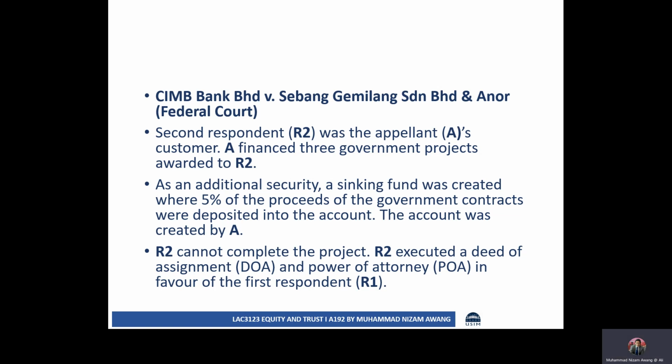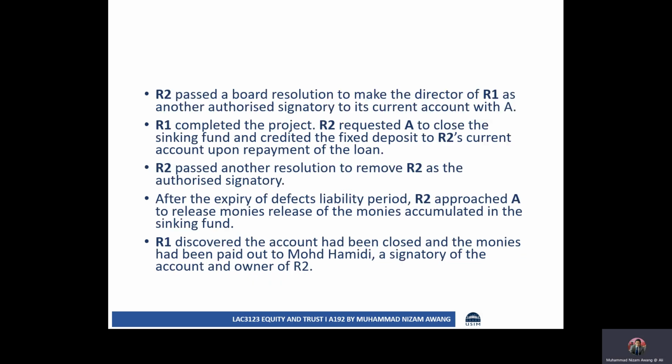The account was created solely by the appellant. R2, however, could not complete the project, so R2 executed a deed of assignment and power of attorney in favor of the first respondent. Because of the assignment, R2 passed a board resolution to make the director of R1, the first respondent, another authorized signatory to its current account with the appellant. The first respondent completed the project.